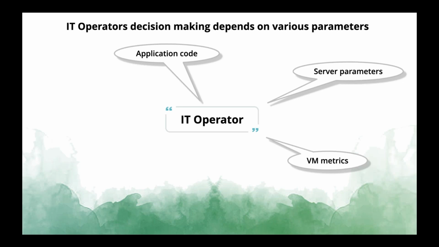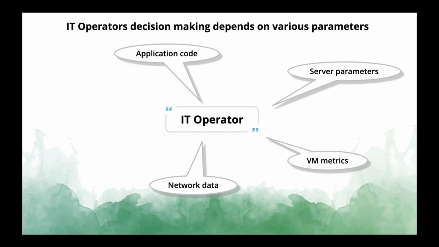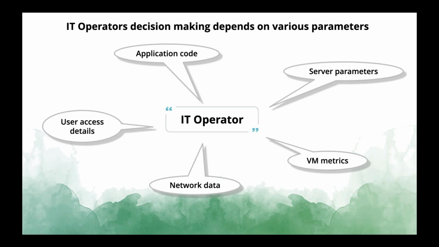And if it is a virtual environment, he or she has to check the virtual machine metrics as well. And network data: what are the bytes in, bytes out that are coming? What are the interfaces that are available? Are all the ports connected in the network working fine? Those are some metrics that have to be taken into consideration. User access details: as I said, is there a pattern of users that are accessing? Meaning, is it some high-peak holiday season where a huge number of users are accessing it, so the system has gone down? So the user access details also play a role in decision making.